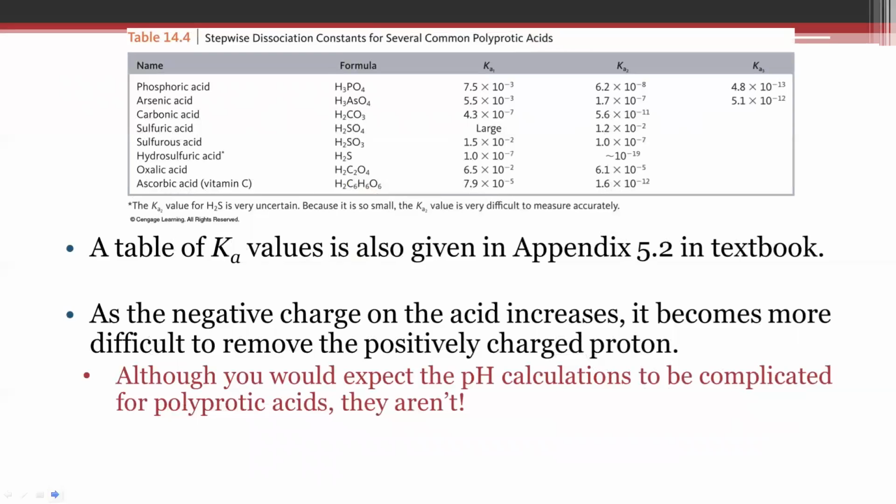Another way that we can look at Ka values is that as the negative charge on the acid increases, it becomes more difficult to remove the positively charged proton. So that's why the Ka values drop so drastically. When you have to do stepwise, it's just a lot of work. It's not that difficult, but you have to keep in mind where everything is supposed to be, because when something's at equilibrium, that number is not going to change anymore. We're going to have an example of a problem in a second.